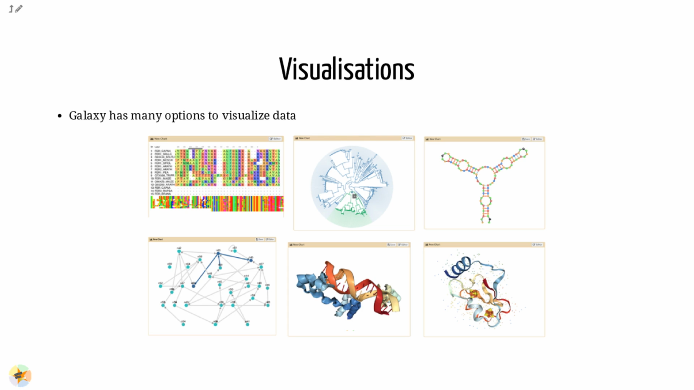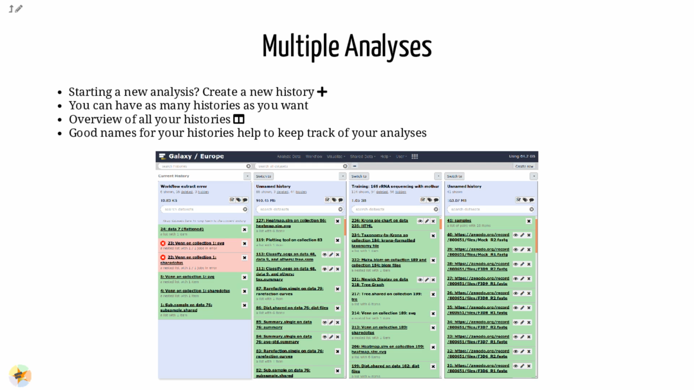When you want to start a new analysis, create a new history using the plus icon at the top of the history panel. You can always go back to an old history, and there is no limit on the number of histories you can create. An overview of your histories is available where you can easily copy files around. Copying datasets instead of re-uploading them lets you save on your quota. Giving your histories good names will help you keep track of your analyses.